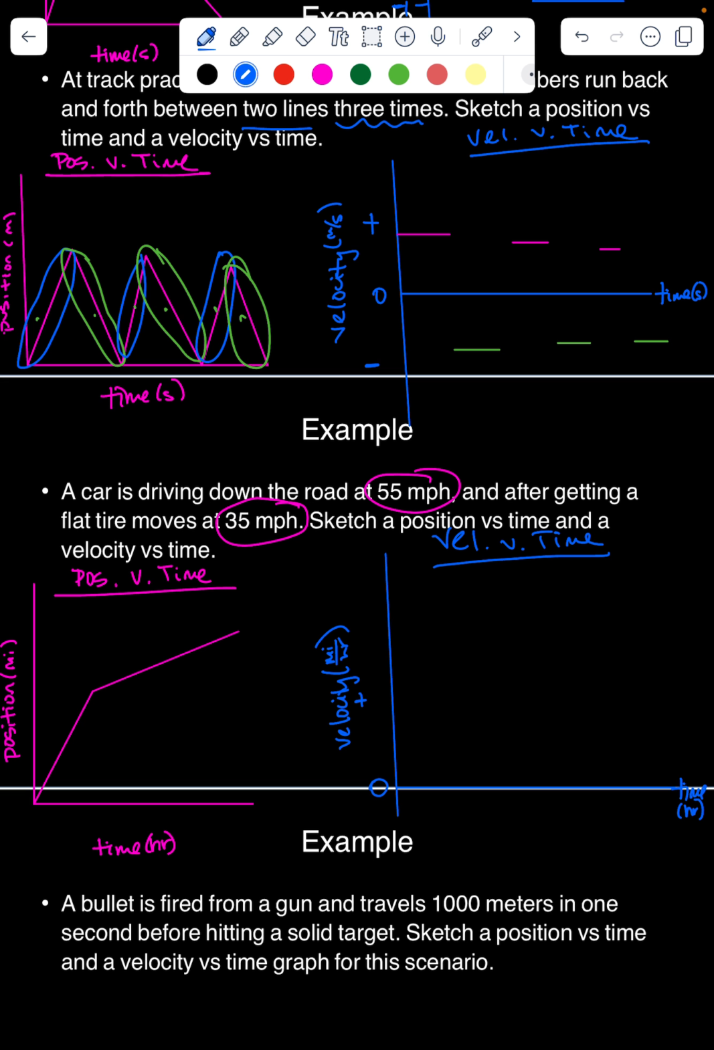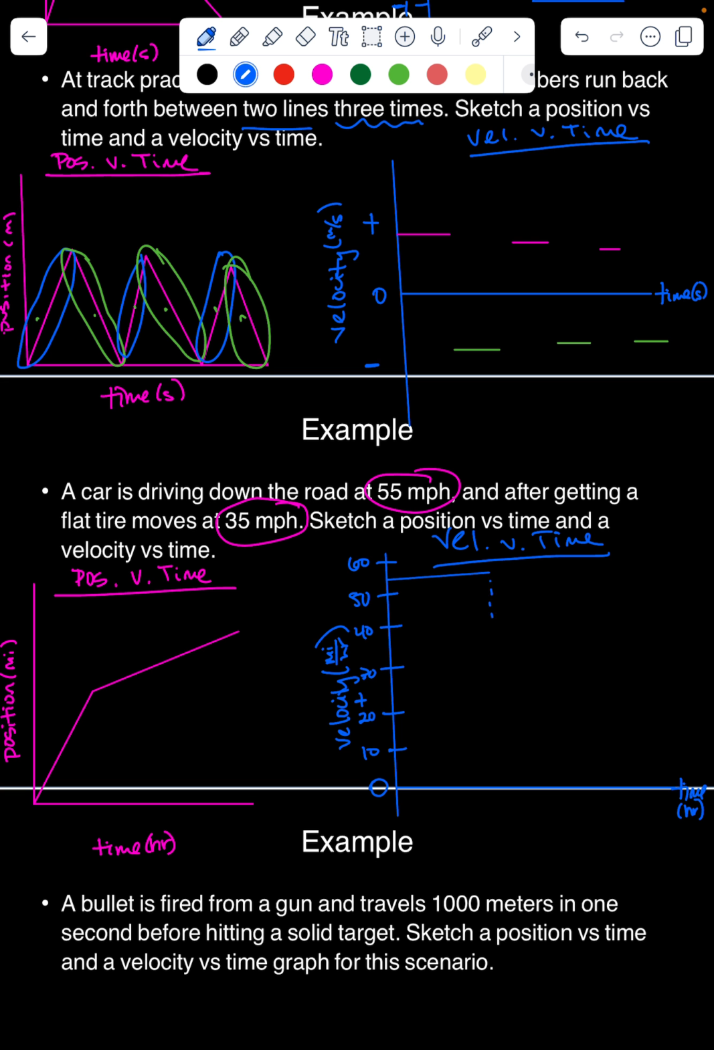For me, because this is so small, I'm just going to go up by tens. So we'll have 10, 20, 30, 40, 50, 60. All right, so it's a positive 10, positive 20, positive 30, positive 40, positive 50, positive 60. All right, now we know for the first part, however long that is, there's a constant velocity of 55 miles per hour. So we're going to start it off with that straight horizontal line at 55.